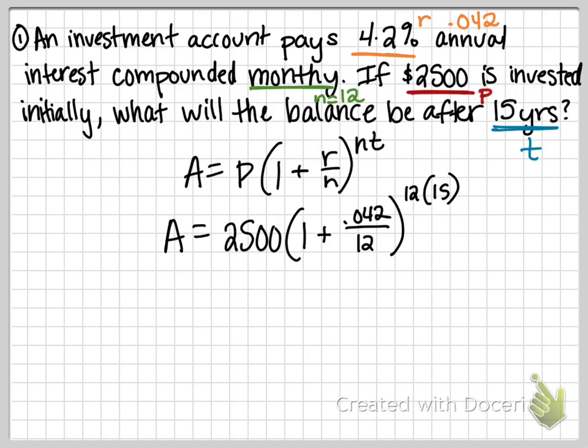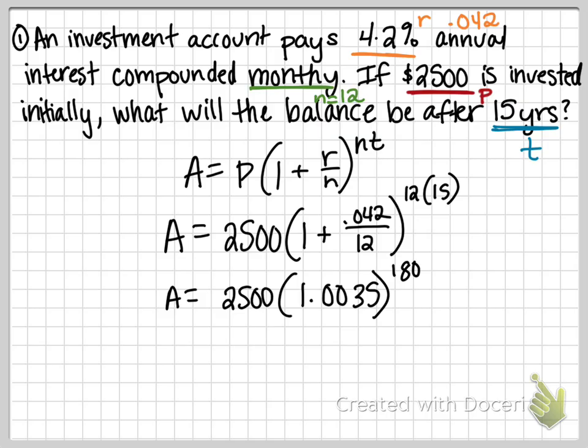Okay, your order of operations is super important here. First, we should do this division, and then we'll add it to 1. So 0.042 divided by 12 is 0.0035. So we'll have 2,500 times 1.0035, and then 12 times 15 is 180.